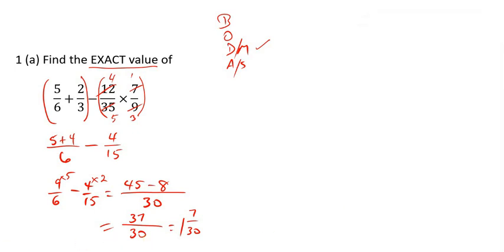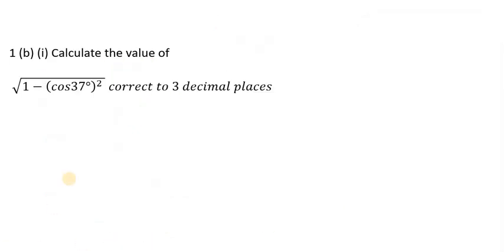Now let's move to the next part of question 1. We have the square root of 1 minus cos 37, and cos 37 is being squared here. So when we work this out on our calculator, we will correct to 3 decimal places.